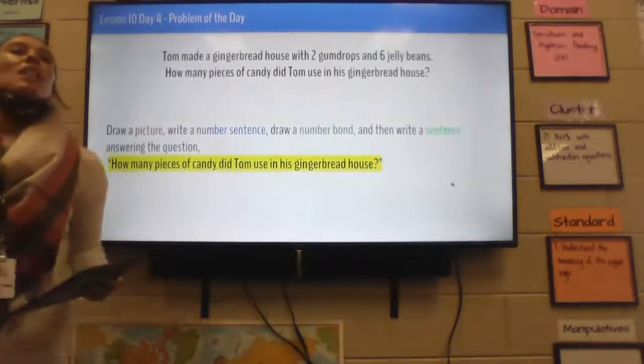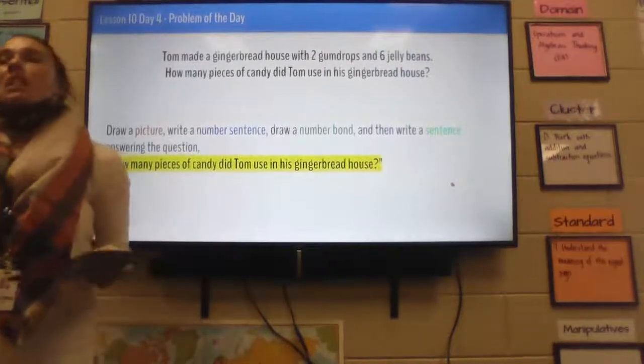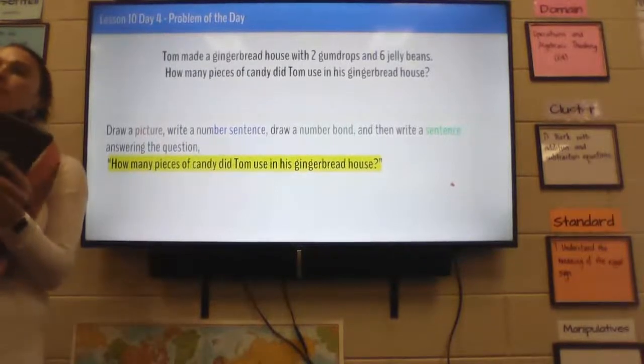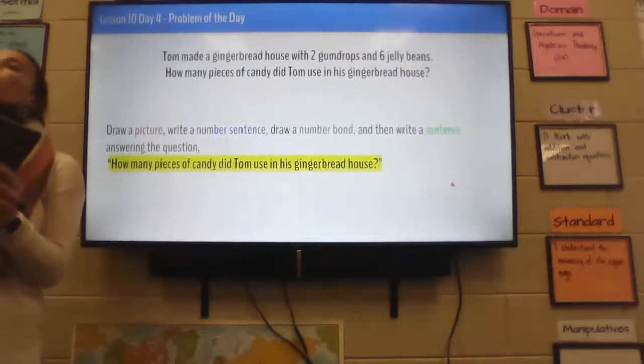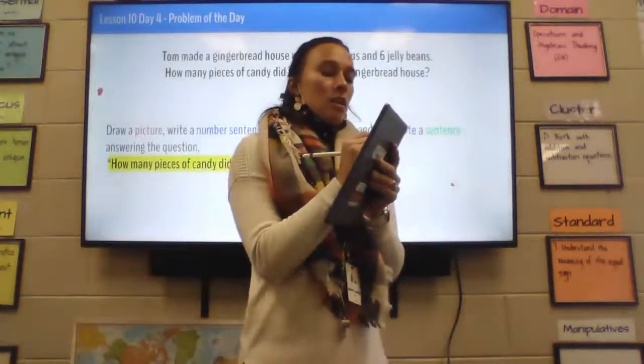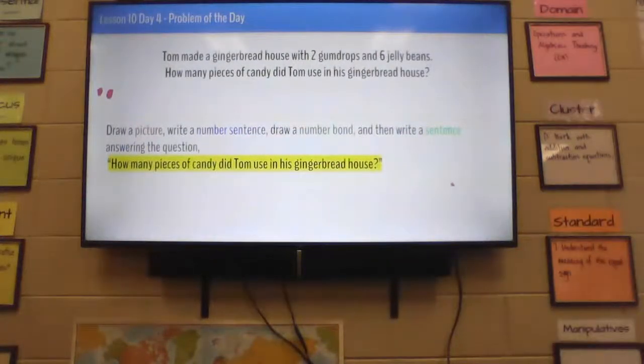Let's take a look. I'm going to let Landon start us off. Landon, Tom made a gingerbread house with 2 gumdrops and 6 jelly beans. What does your picture look like? All right. So his picture looks like this. 2 gumdrops. And 6 jelly beans. Do you see it? So does that look like a picture that matches the words?